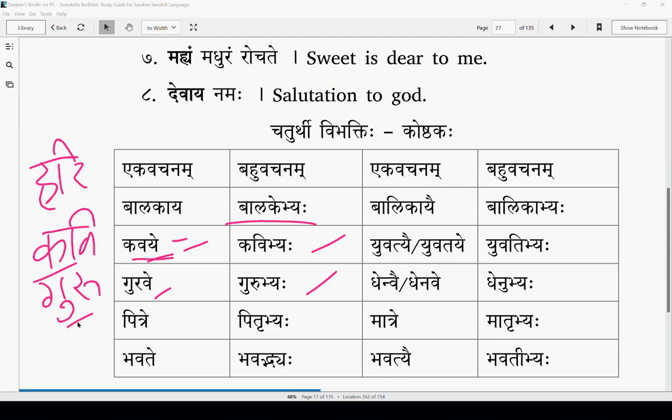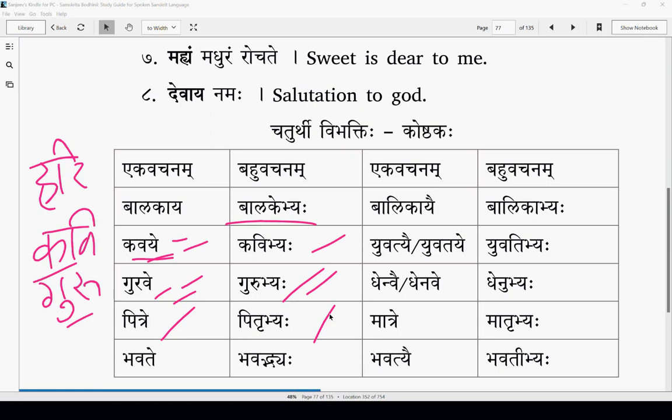Similarly we have another example for ukaranta, Guru. What are the others? Vishnu. Chaturthi ekavachanam becomes Vishnave. There is no U there. Vishnave, not Vishnuve. Then Vishnubhyaha. Pitru: ekavachanam Pitre, bahuvachanam Pitrubhyaha.